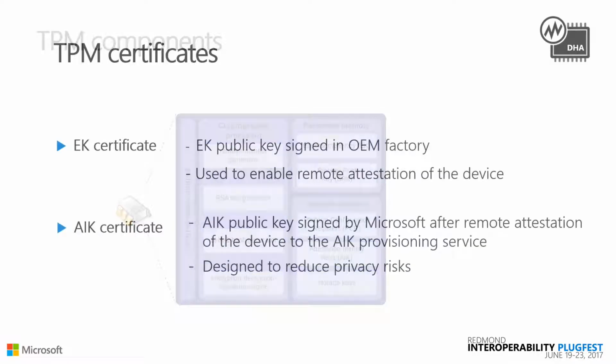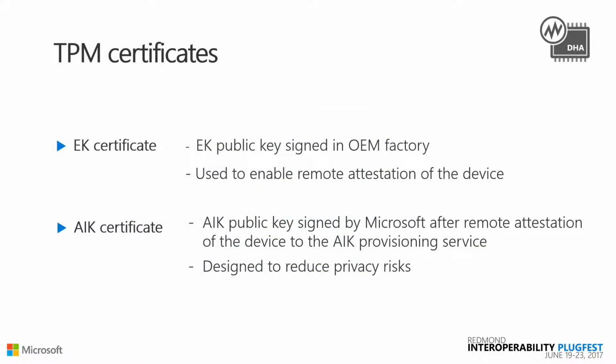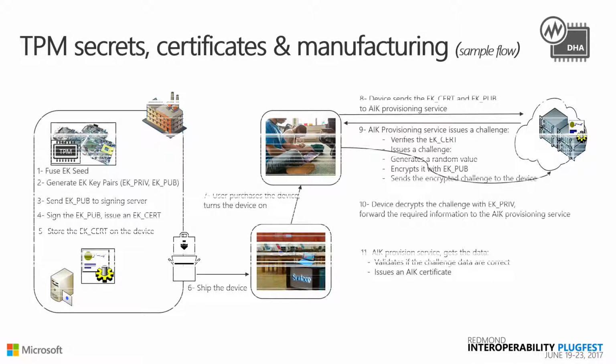Now, TPM has a series of keys and certificates. There are two certificates that we use in health attestation. One of them is called the EK certificate, and this is basically a certificate that is provisioned during manufacturing. And the other one is called the AIK certificate, and that is a certificate that Microsoft issues if a device meets a certain condition.